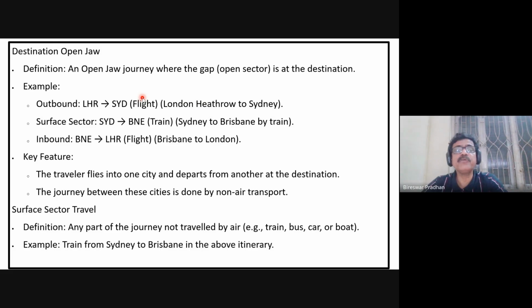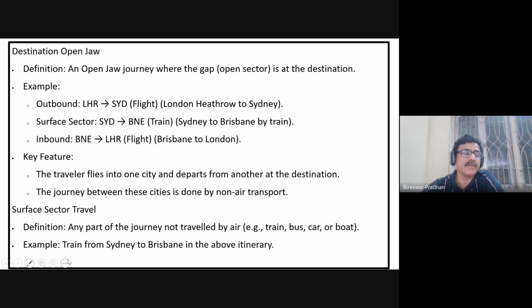An open jaw journey where the gap, the open sector, is at the destination. Example: outbound, London to Sydney, surface sector Sydney to Brisbane by train, and inbound, Brisbane to London. What are the key features? Entering a country is inbound tourism, and leaving is outbound tourism. The traveler flies into one city and departs from another at the destination. The journey between these cities is done by non-air transport.